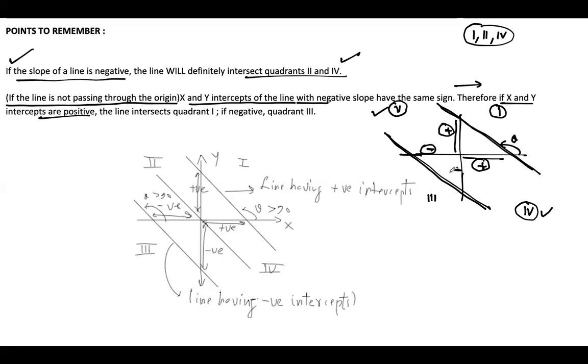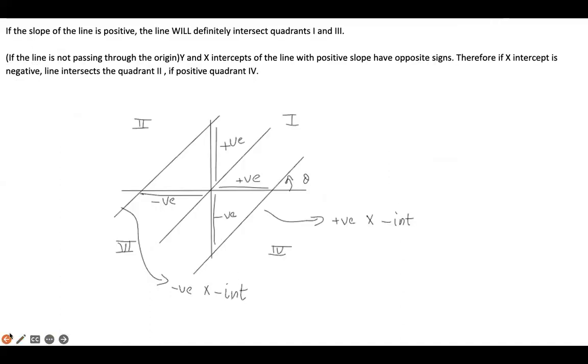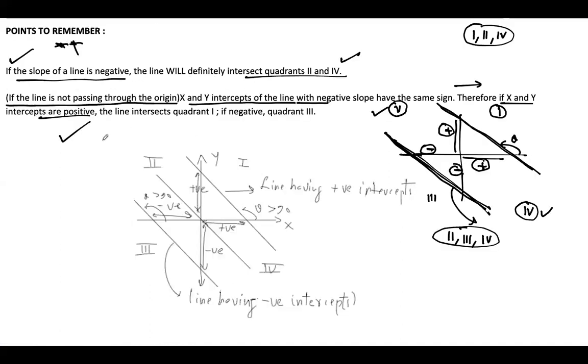Similarly, if the X and Y intercepts are negative, then the line is passing through which of the quadrants? Quadrant number 2, quadrant number 3, quadrant number 4. Okay. This can be used somewhere. I'll say points to remember, important.